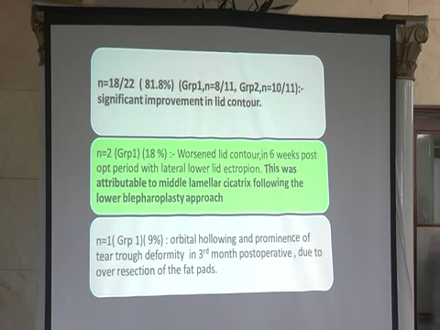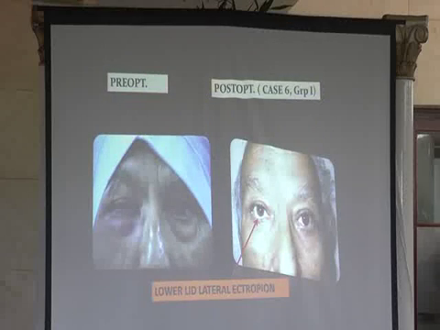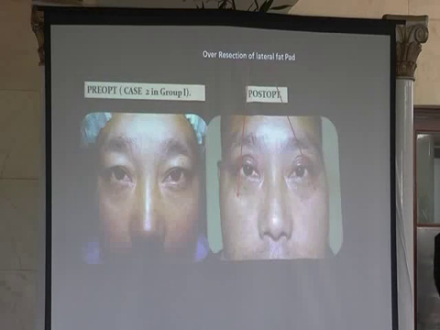So in group 1, out of 22 patients, in 18 patients there was significant improvement in the teardrop deformity. In group 1, we did have a lower lid ectropion, and also some amount of prominence because of the over-resection of the fat. This is a gentleman where you can see a lower lid ectropion following the lower lid blepharoplasty, and here because of the over-resection of the fat, you could see some amount of hollowing of the lid crease.